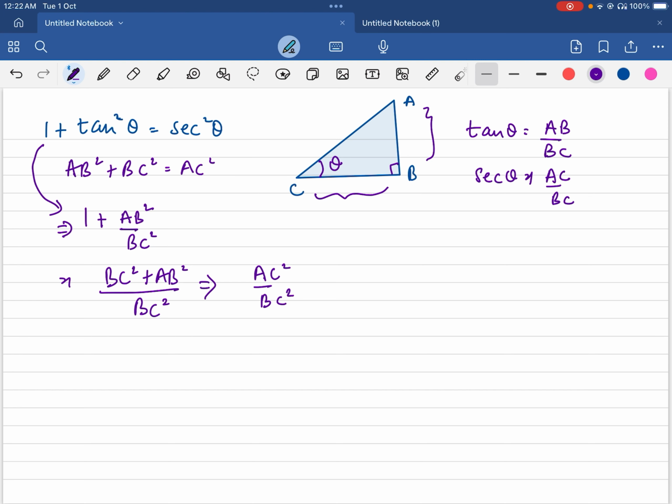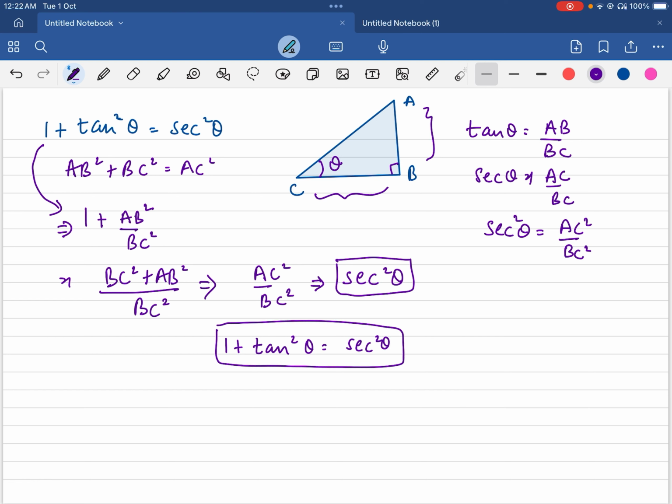What is that? When you square the sec theta, sec square theta is going to be AC square upon BC square. So AC square upon BC square is sec square theta, which is evident from the fact that this is also sec square theta. That's it. We have proved that 1 plus tan square theta is equal to sec square theta.